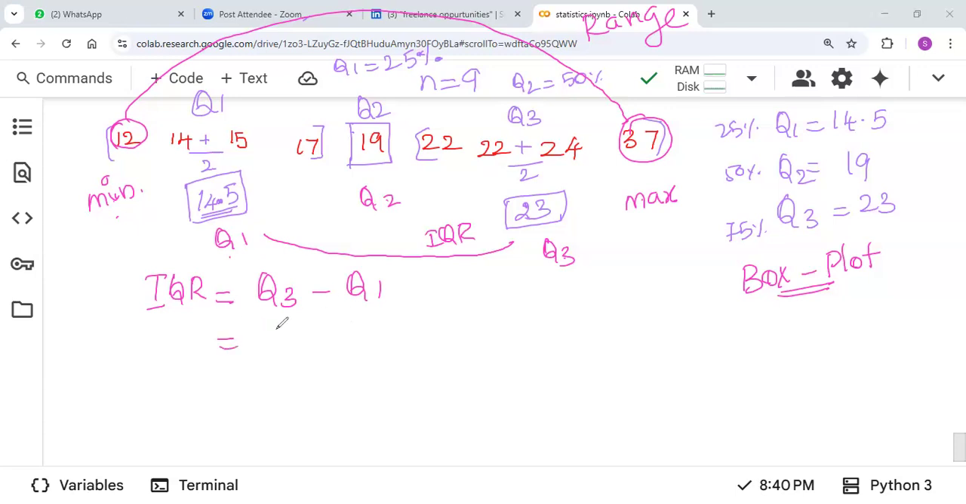So what is the Q3 here? Q3 is actually 23, right? Q3 is 23 minus Q1, which is 14.5. So 23 minus 14.5 is 8.5. So your IQR value is what? Your IQR value is 8.5. So this is the interquartile range, which means the middle distribution.